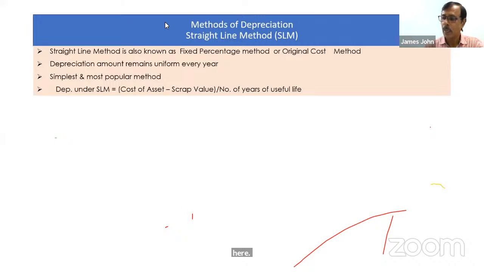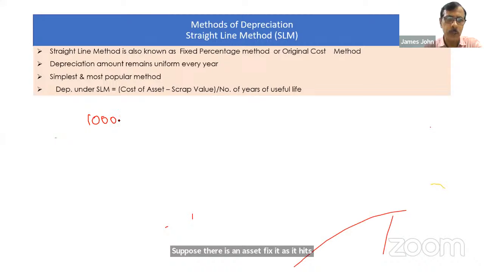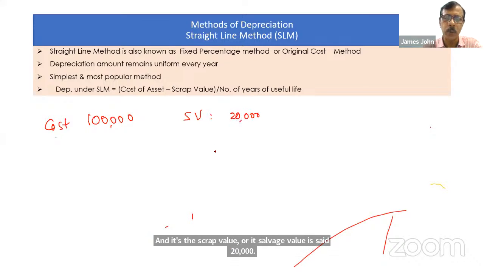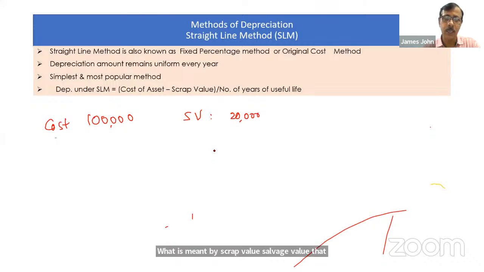Here I'll give an example. Suppose there is a fixed asset. Its cost is 1 lakh rupees. This is the cost of an asset. And its scrap value or salvage value is say 20,000. What is meant by scrap value or salvage value? The value which they get after its useful life when they dispose of it. They get an amount, that is called the scrap value.